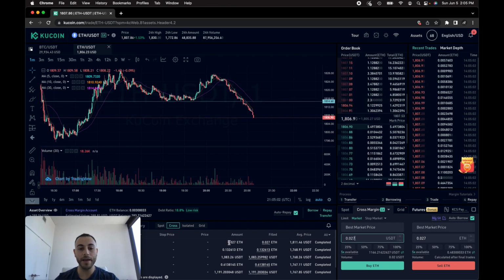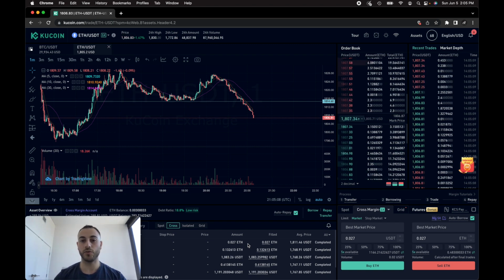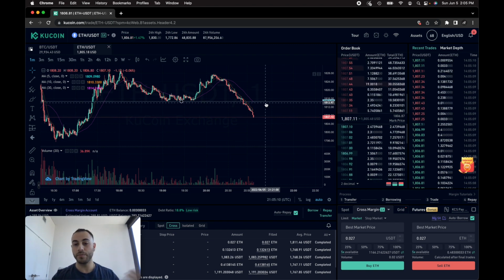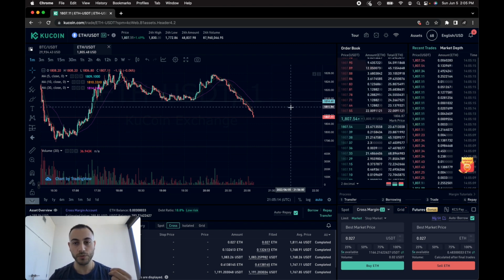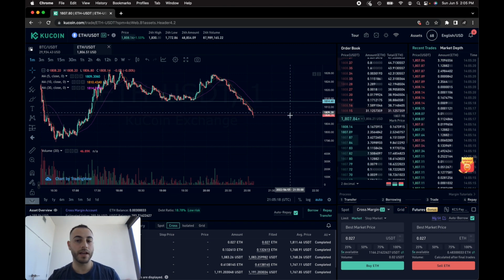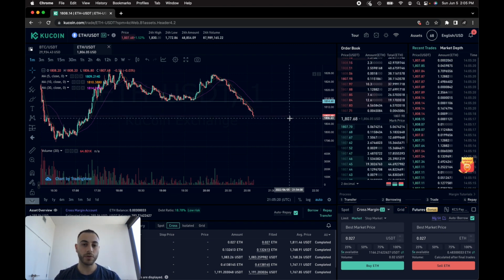So you always want to buy back the exact amount that you sold. That way you close out and you keep the difference. That's what shorting is. We borrowed Ethereum at 1811.46, which was roughly right here. If we wanted to close out now, we would make about $5 on that trade, and we would walk away profitable overall.